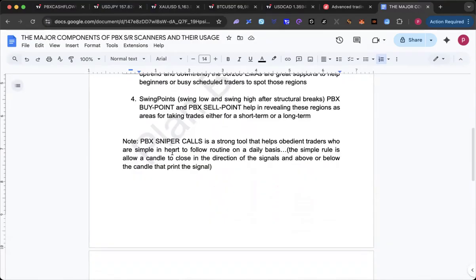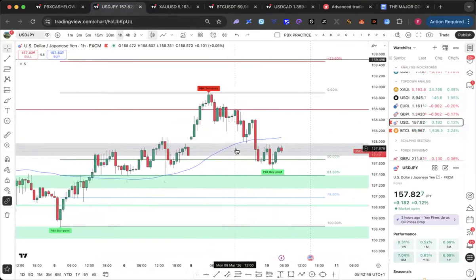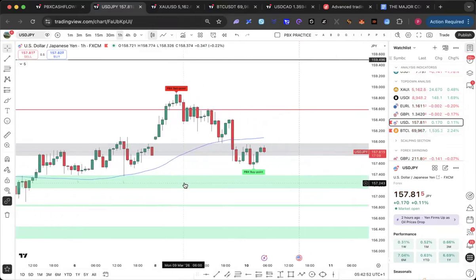The simple rule is: allow a candle to close in the direction of the signal, and above or below the candle that prints the signal. Okay, let me explain this big English. If you are the type that just takes trades on the 4 hour, what the big English says is this: this market was crashing down. Is that correct? Yes, it was crashing down.